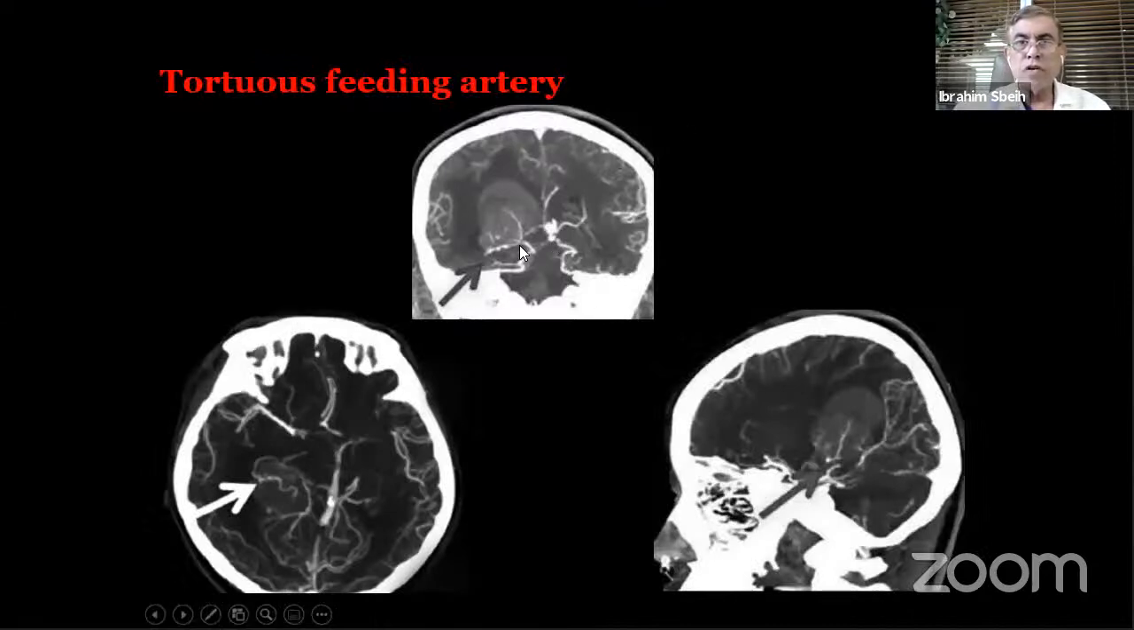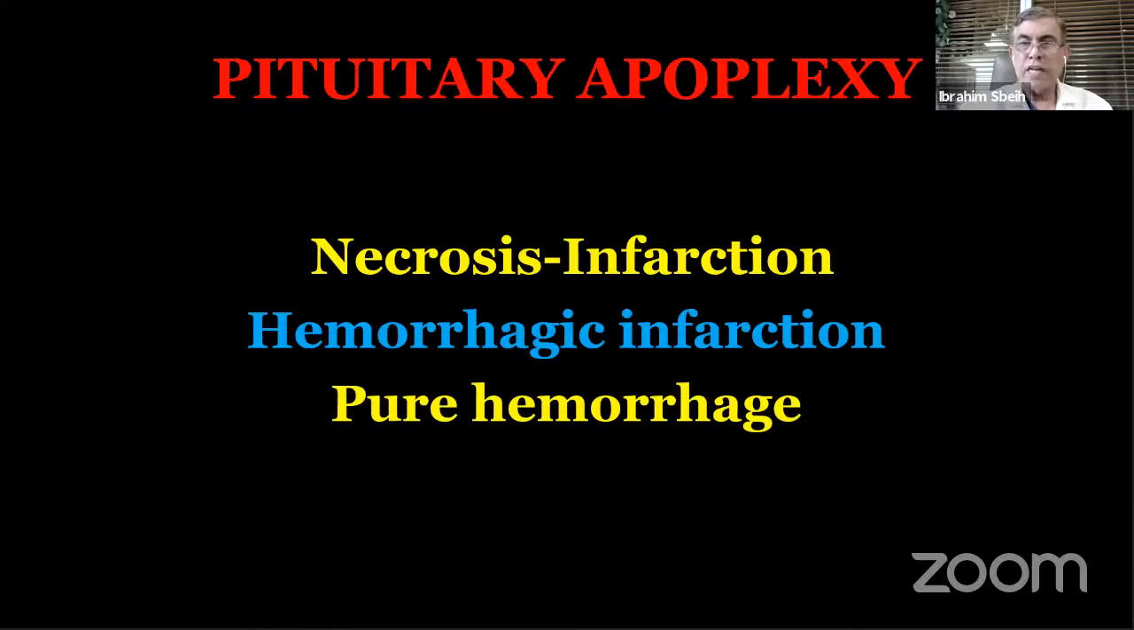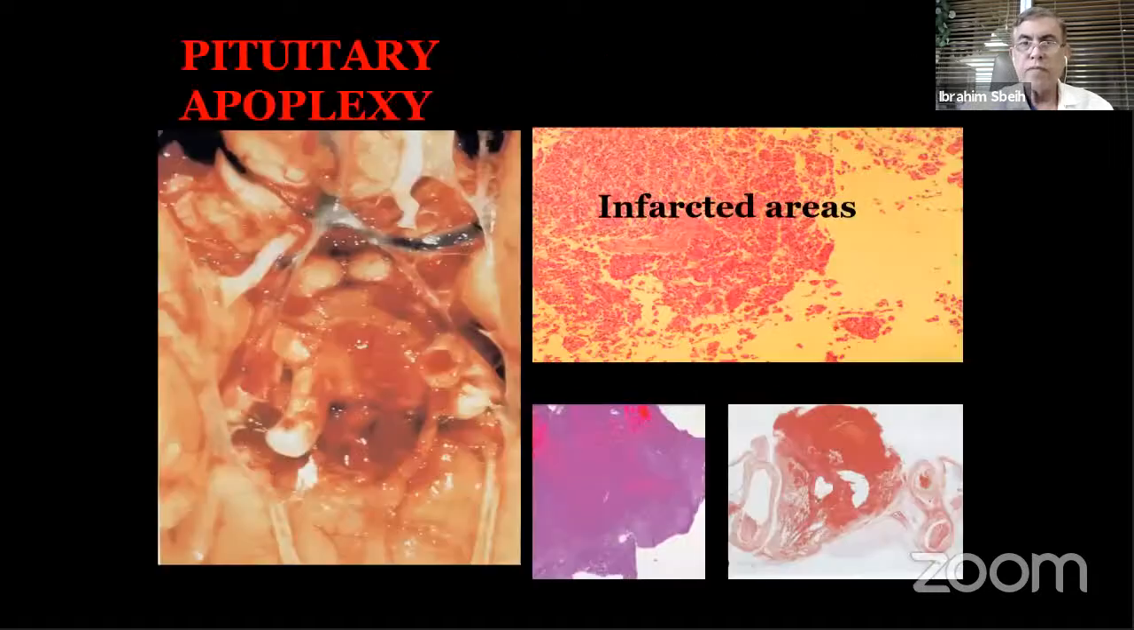Evidence thought was feeding vessels may rupture easily with these tumors, and they can cause hemorrhage. So let's concentrate on hemorrhage into a tumor. It's not only hemorrhage, it could be necrosis, infarction, hemorrhagic infarction, or pure hemorrhage. Remember this, and the best example is pituitary apoplexy. So I put it first.